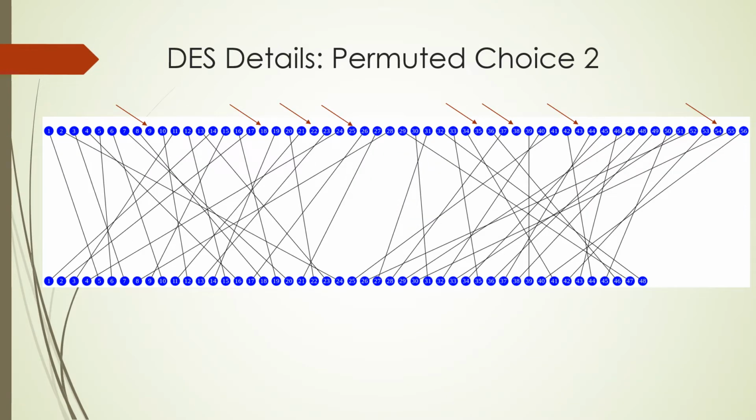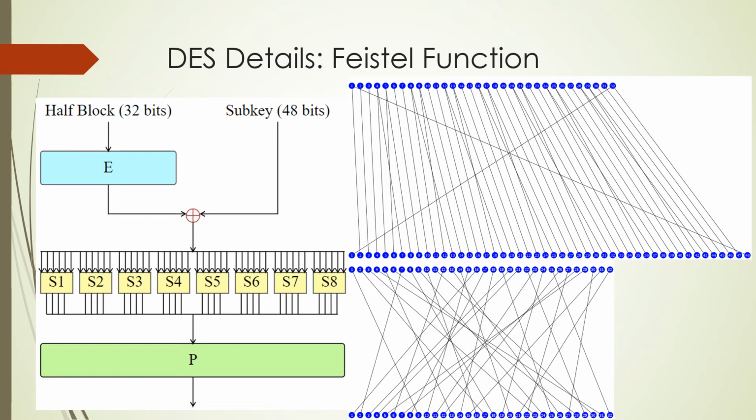There was another block called PC2, or permuted choice 2, which you can see the specifics of here. If you remember, the input of that block was 56 bits long and the output was 48 bits long. As you see, some of the bits will get eliminated in this box. So as I showed you, DES had 16 rounds. Each of those rounds will have a circuit like this.